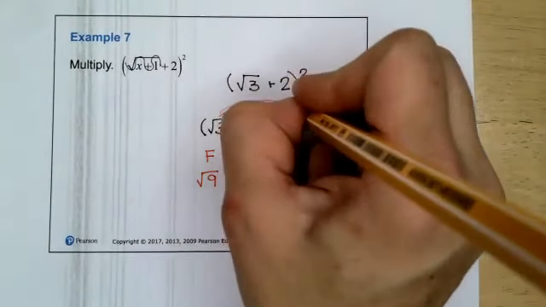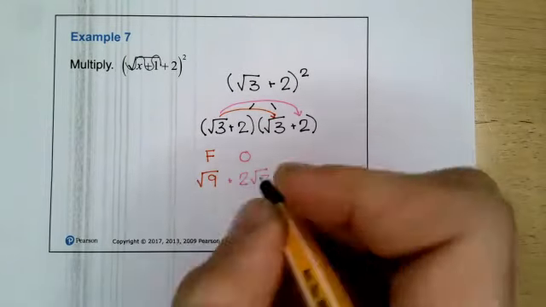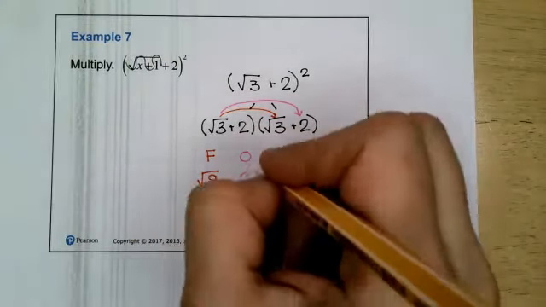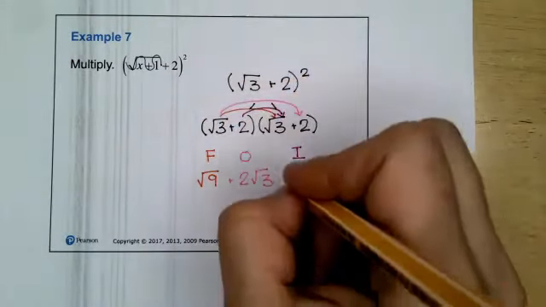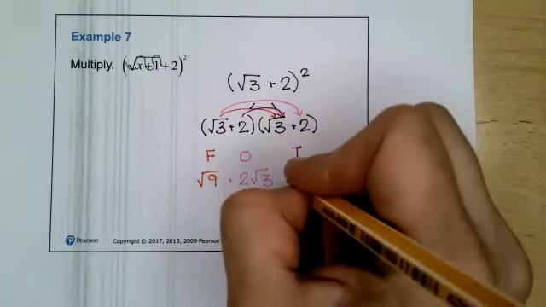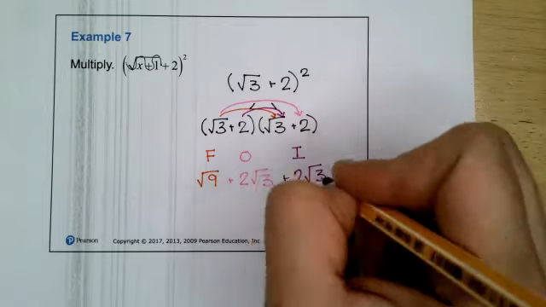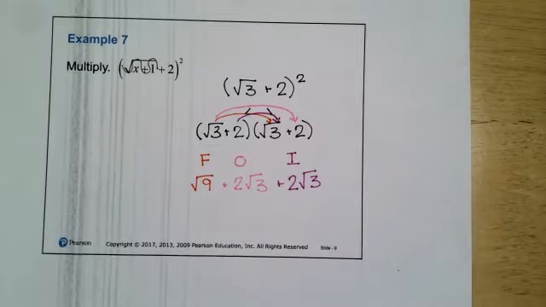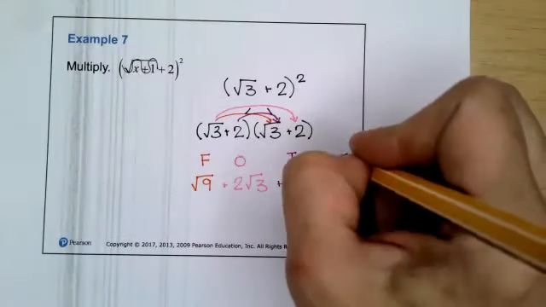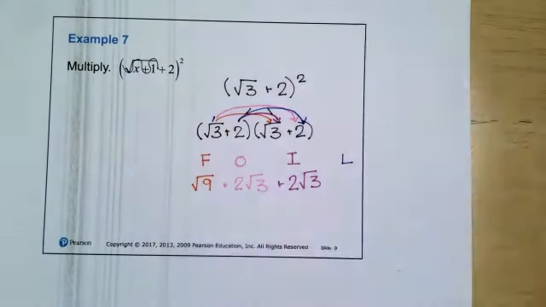Outside is going to be a positive 2 square root of 3. Inside is going to be exactly the same as the outside, because we're multiplying the same 2 terms, right? Another 2 square root of 3. And then the last one, first, outside, inside, last is just 2 times 2, a positive 4.